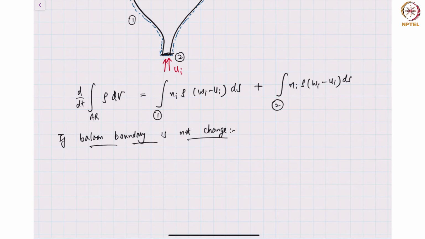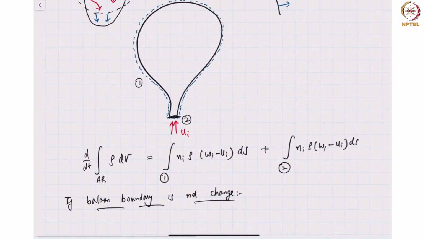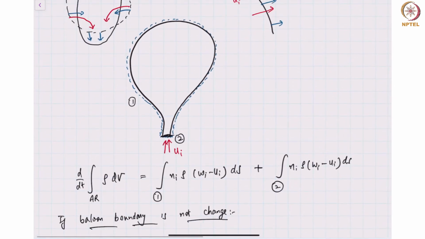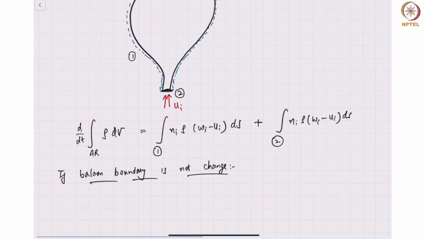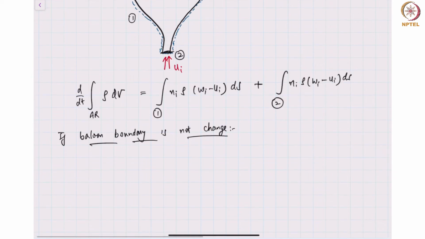for those of you who may find it hard to believe that a balloon boundary cannot change, imagine a car tire. Once you have blown air into the car tire and it has reached a certain pressure, the boundary of the car tire does not really change much. But what does happen is that the pressure builds up, because the density of the air also builds up. So the left hand side clearly is non-zero, if the balloon boundary is not changing.